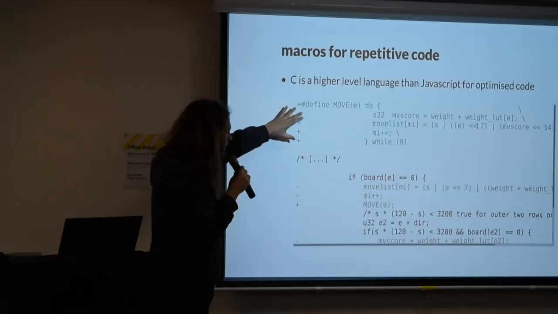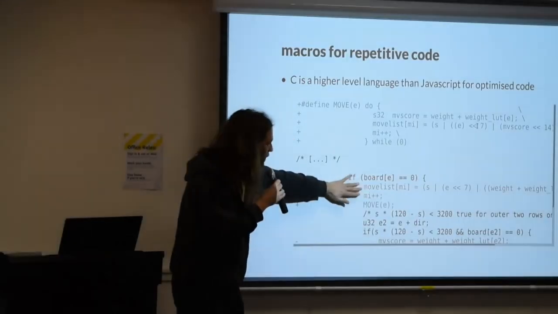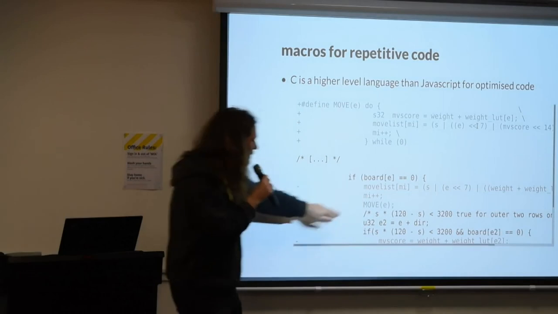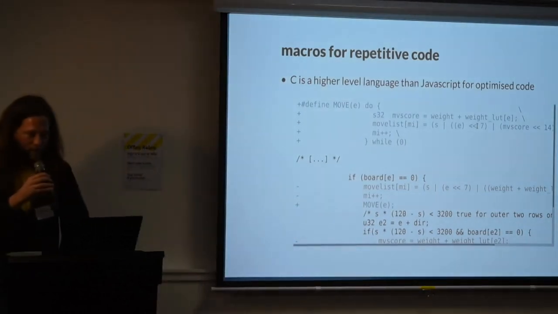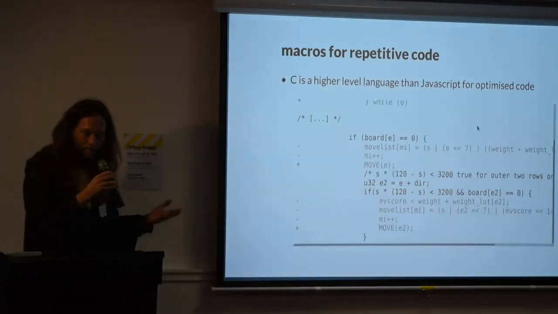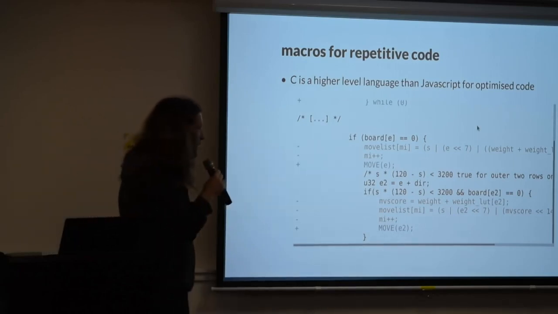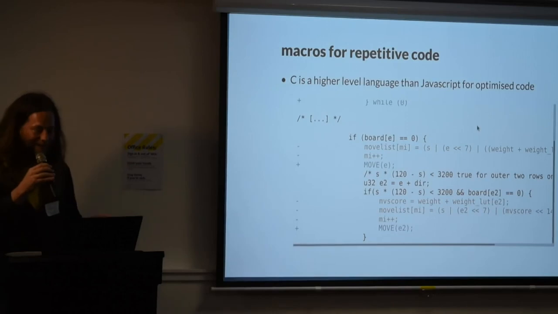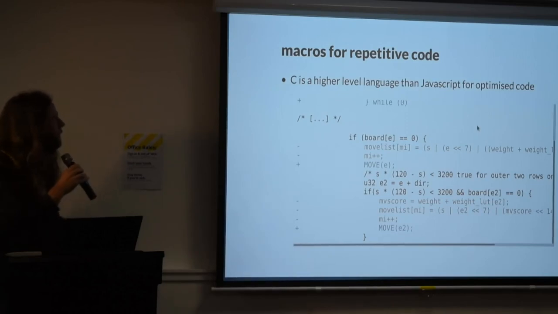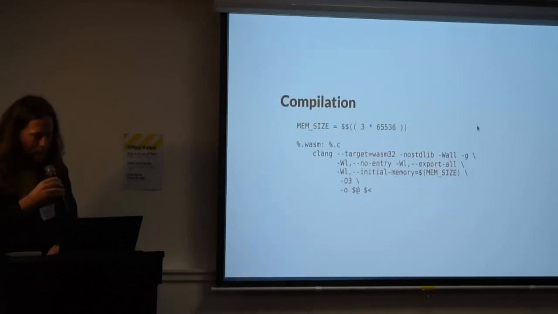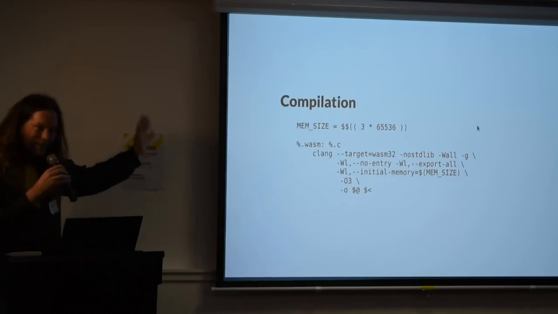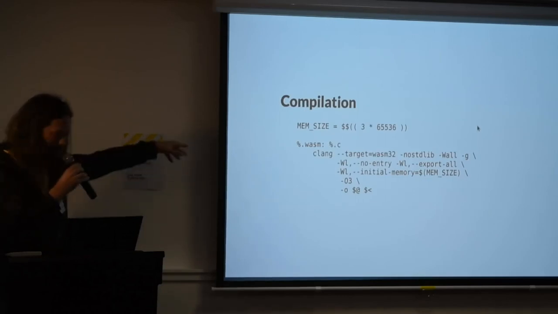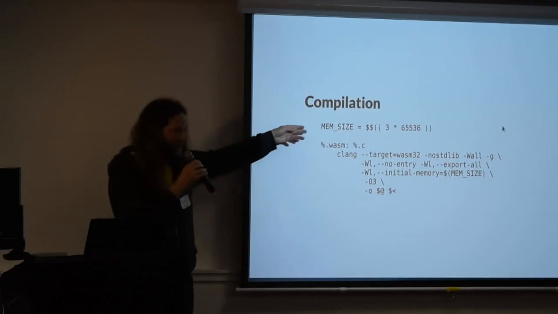So with this macro, I can just replace all these bits that are doing that kind of thing with the move. It makes the C function shorter and clearer than the JavaScript, which is nice. And the makefile kind of has to do this. I allocate a bit of memory for it.